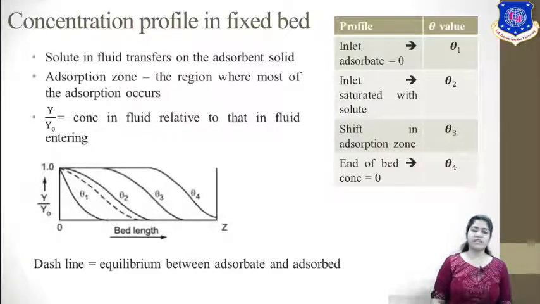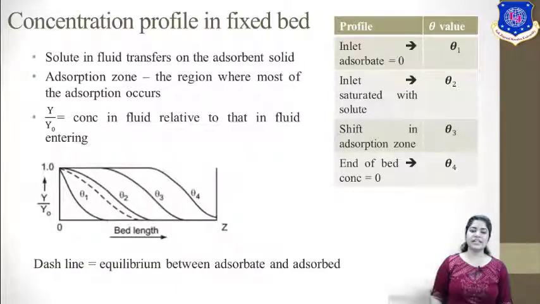Here you can see the graph of y upon y naught against bed length, where y upon y naught is the ratio of concentration in the fluid relative to that in the fluid entering. Suppose y naught is the initial concentration and y is at any time instant or at any bed length, the concentration of fluid there. So y upon y naught is the concentration ratio relative to the initial concentration entering the bed, right?